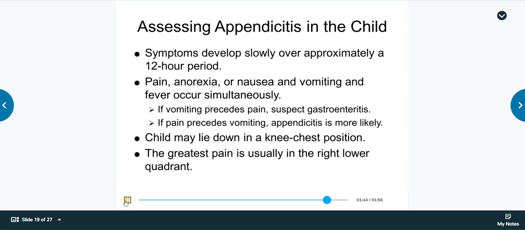We'll diagnose it with a CT scan. Treatment's going to be surgery and IV hydration, of course. If their appendix has ruptured, then we're going to need to give them antibiotics as well.